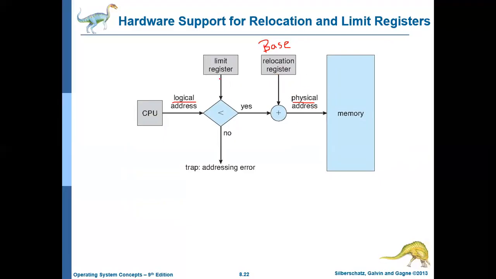Suppose the logical address generated by the CPU is not less than the content of the limit register, if it is greater than or equal to the content of the limit register, then it will create an error, which is a trap, a hardware interrupt.